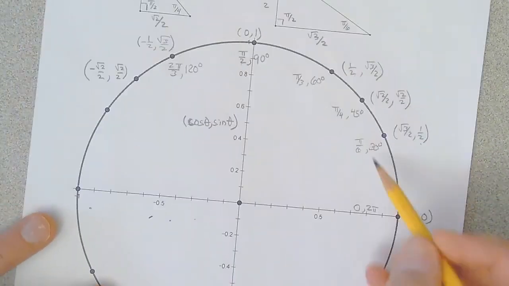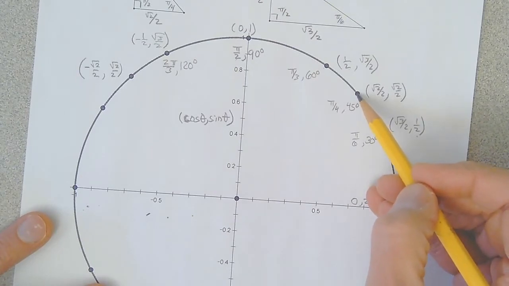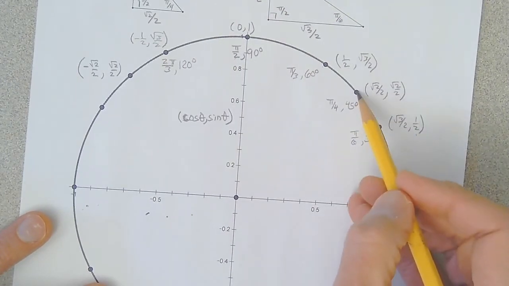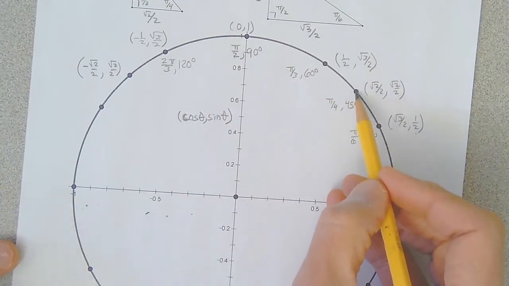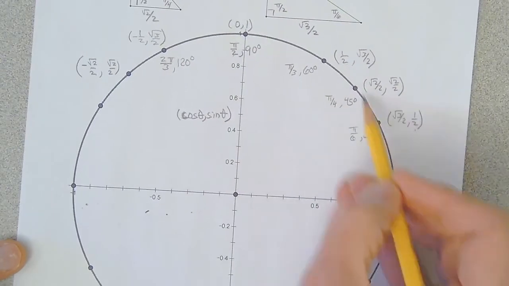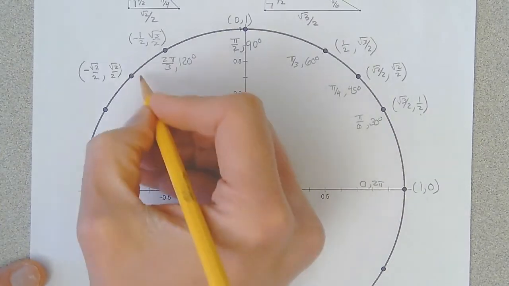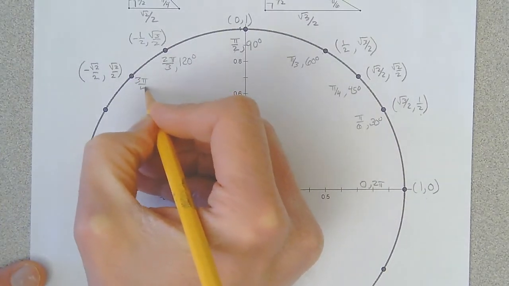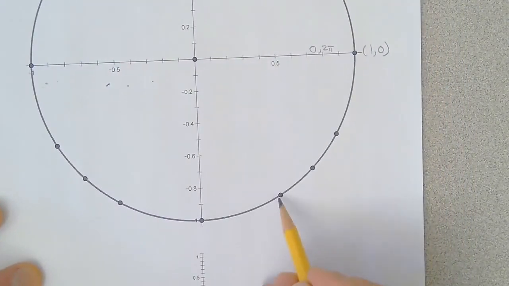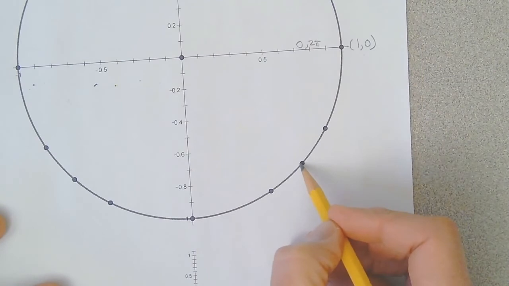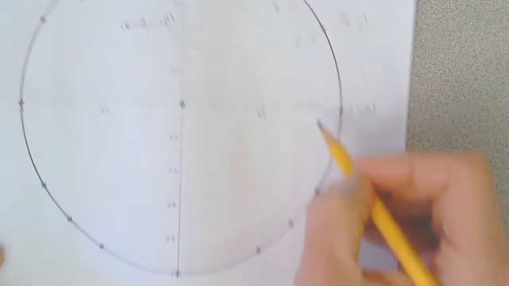If I jump by an eighth of the whole circle, this is pi over 4, so that's 1 pi over 4, 2 pi over 4, 3 pi over 4, 4 pi over 4, 5 pi over 4, 6 pi over 4, 7 pi over 4, 8 pi over 4, 8/4 is 2, takes me back to the 2 pi.